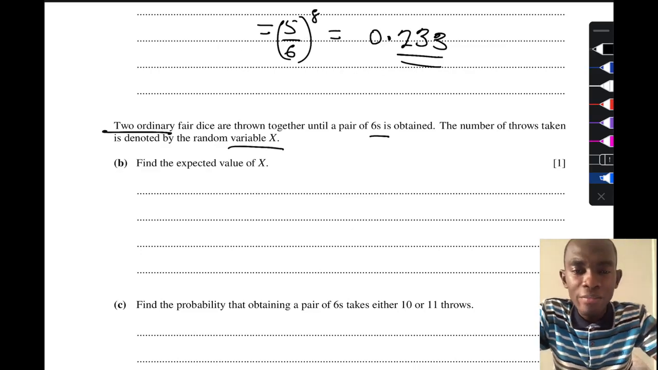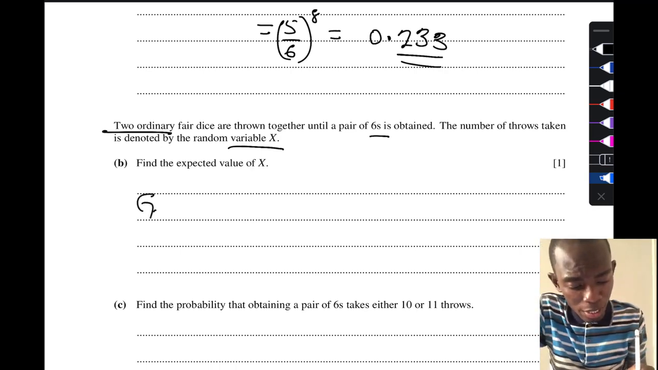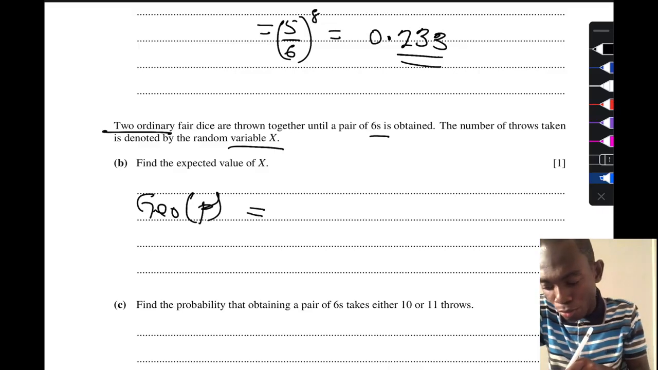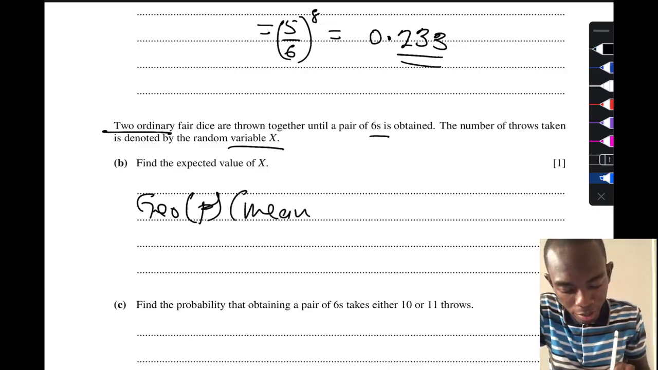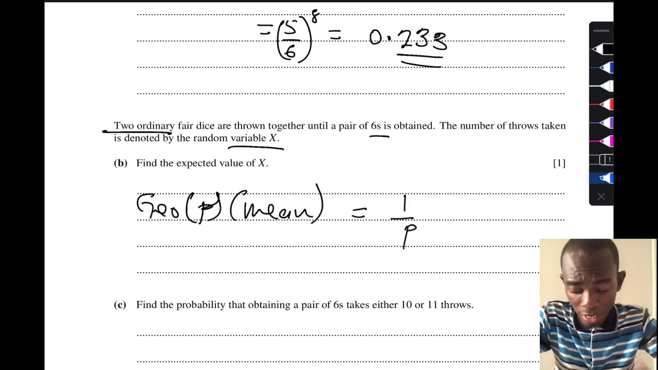Now, when they say expected value, they're actually talking about the expectation or the mean. And the formula for the geometric mean is basically, let me just write E(X), the mean, will definitely be 1/p, where p is the probability of success.